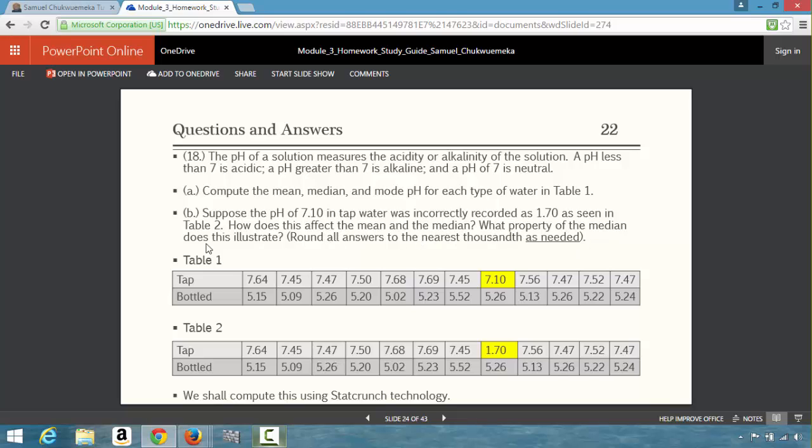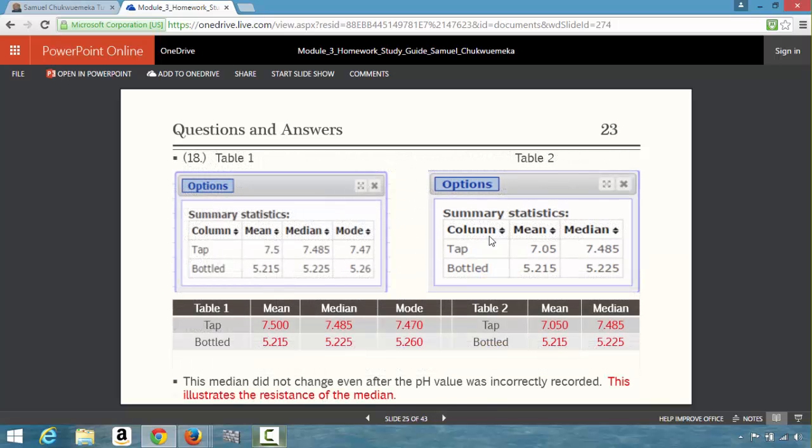And then, what property of the median does this illustrate? We've talked about this, that the median is resistant. If you look at the median for the tap water and the median for the bottled water, it didn't change at all. But the mean for tap water changed. See that?